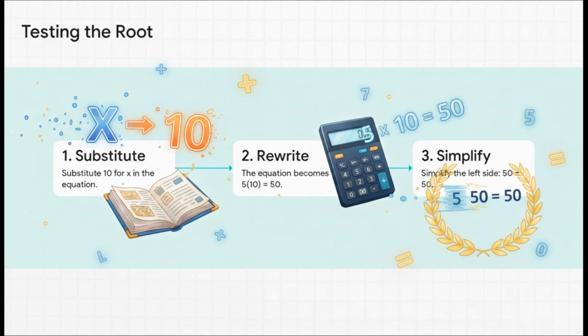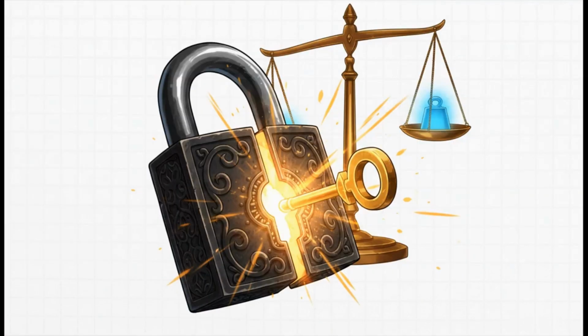Now, all we have to do is simplify that left side. And hey, 5 times 10, that's 50. So our equation now reads 50 equals 50. And there you have it. Click. Since 50 equals 50 is a true statement, our key worked. The lock just opened. So we can say for sure, with 100% confidence, that 10 is a root of this equation. See? Not so bad.